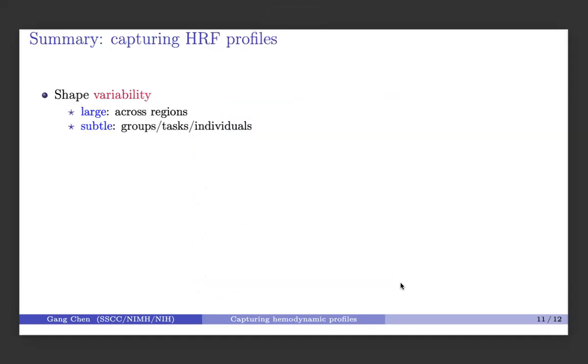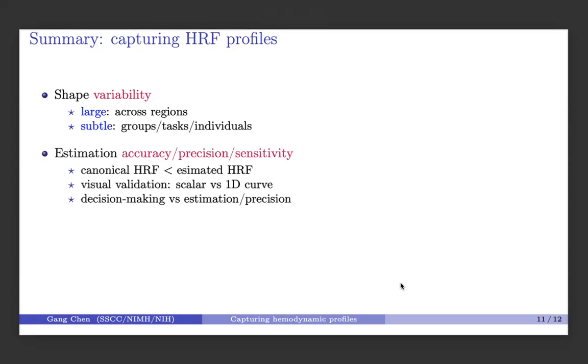So to summarize, I hope I have demonstrated that the hemodynamic response has varying extents of variability. I think the biggest variability is across different brain regions. Across groups, across task conditions, across individuals, the variability is more subtle, not as large as across different brain regions. So in terms of the modern approach, I hope I have convinced you that the estimation approach is a better way to go. It improves accuracy, precision, and detection sensitivity, right?